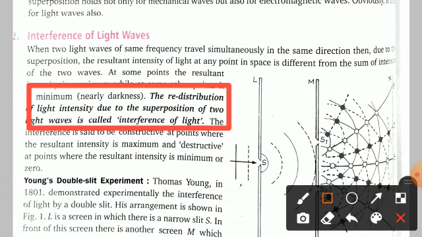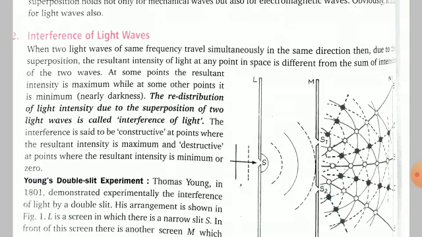Interference is said to be constructive in some cases and destructive in others, because there are two types of interference. The first one is constructive and the other one is destructive.